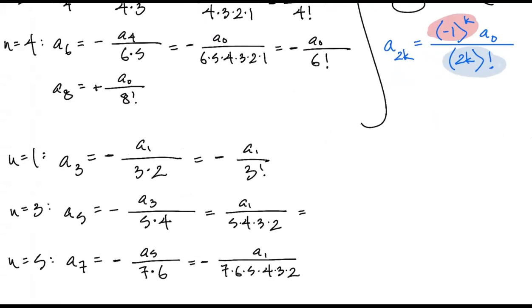And that means we could write a sub 5 as a sub 1 over 5 factorial, right? Because 5 times 4 times 3 times 2 is the same as 5 times 4 times 3 times 2 times 1. And the last one we wrote, we can write as negative a sub 1 over 7 factorial. Okay.